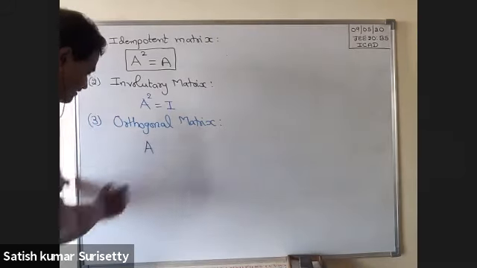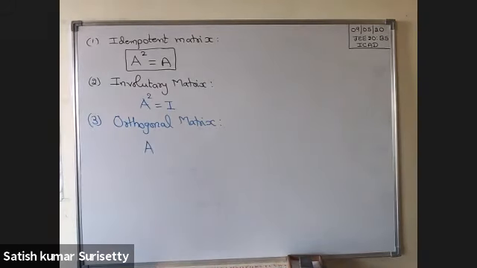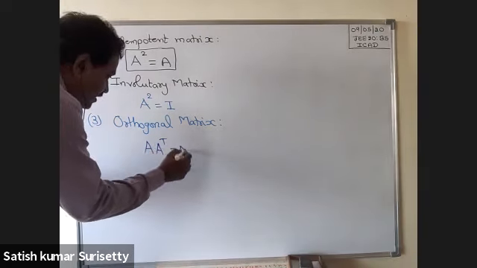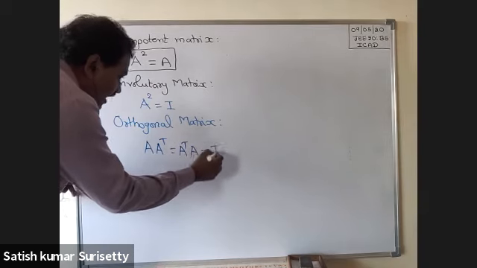Right. A square matrix A is said to be an orthogonal matrix if A into A transpose equals A transpose into A equals I.